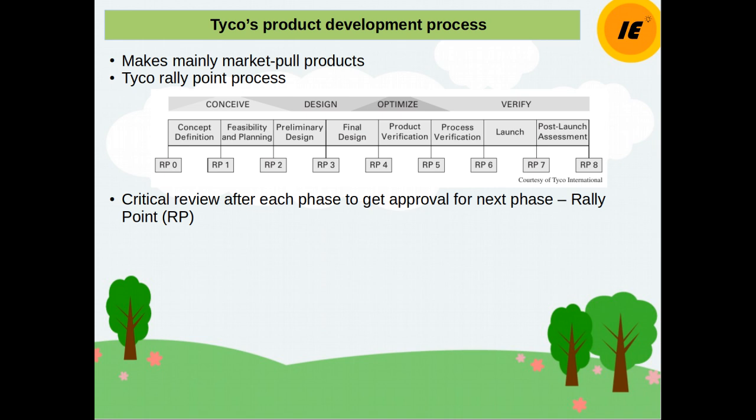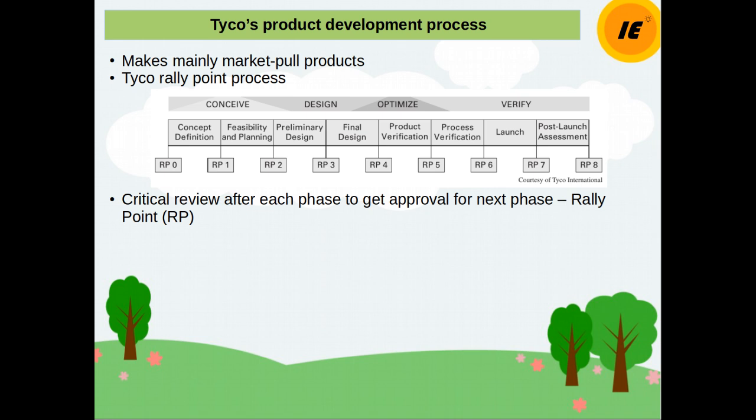And more importantly, they use something called a critical review after each phase to get approval for the next phase. So for example, after concept definition there will be something called a rally point, RP, which is basically a critical review done by the concept definition team, and the higher executive body will make a call on whether their task has been done in a correct way or not.